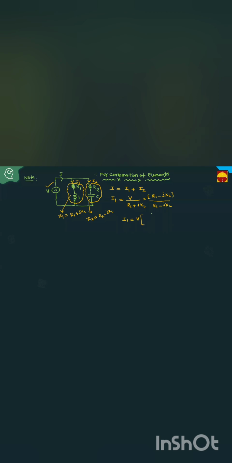V into R1 minus JXL, and in the denominator you have to multiply R1 plus JXL by R1 minus JXL. It's just like A plus JB into A minus JB, which equals A square plus B square. Then R1 square plus XL square. Then you have to simplify this: R1 by R1 square plus XL square minus JXL by R1 square plus XL square.